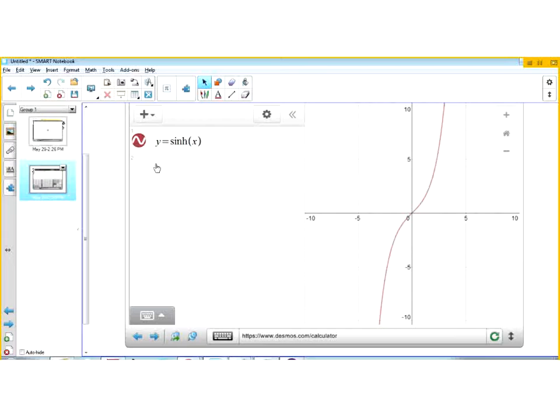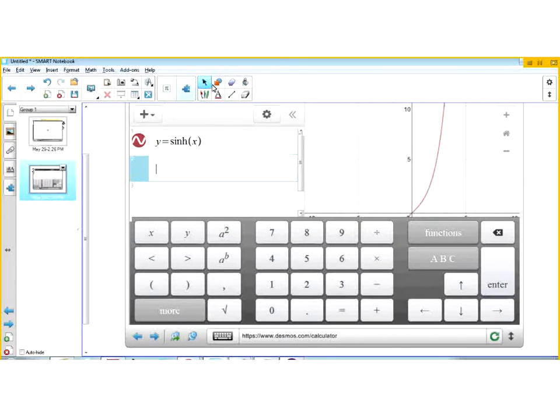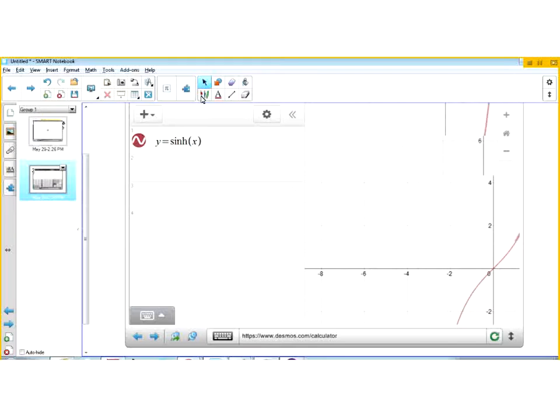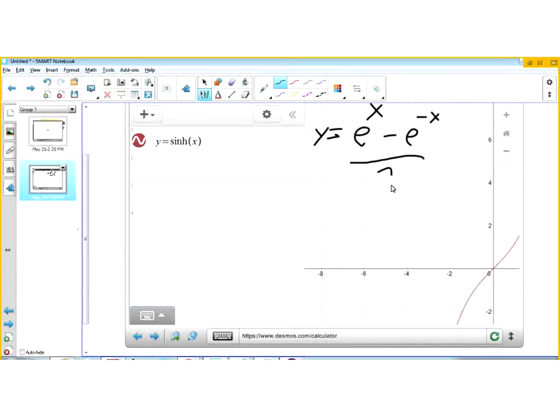If we use the definition, we know that the hyperbolic sine function is defined as y is equal to e to the x minus e to the minus x over 2. So it's actually the difference of two exponential functions. And so if we were to graph each of the functions separately, you can see how they culminate into the graph of the hyperbolic sine function. So let's give that a try.